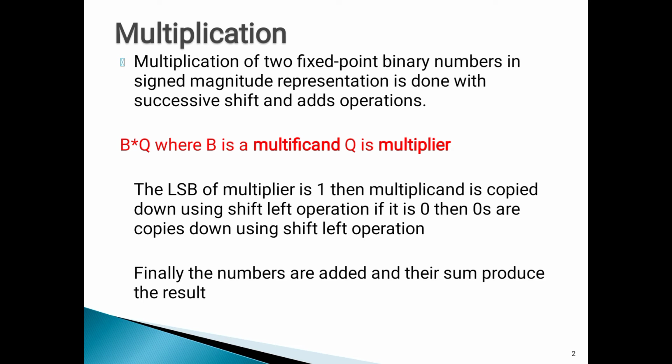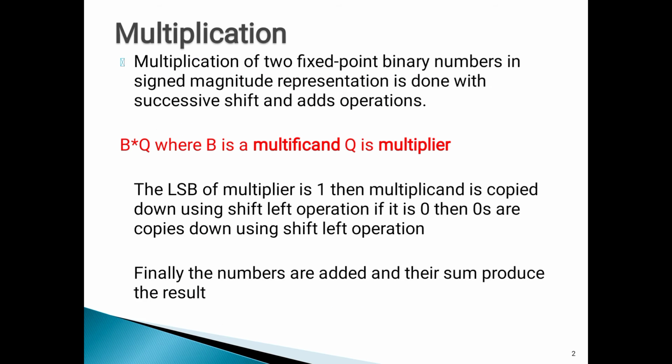There are two conditions. Any multiplier bit is either 0 or 1. So when it is 0, then zeros are copied down using shift left operation. When it is 1, then multiplicand is copied down using shift left operation, right? So that is the operation.